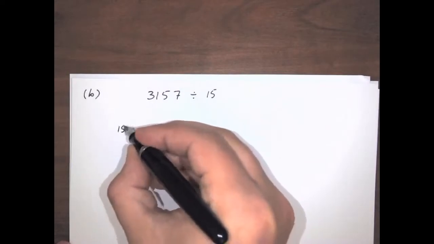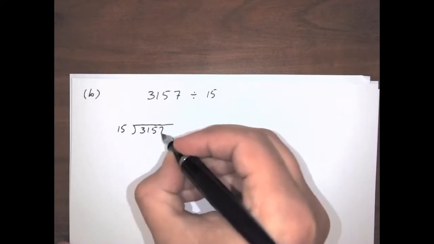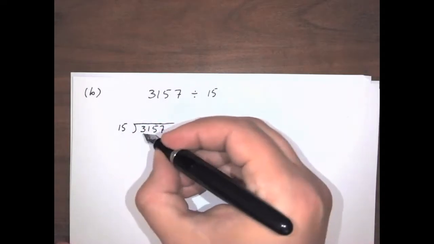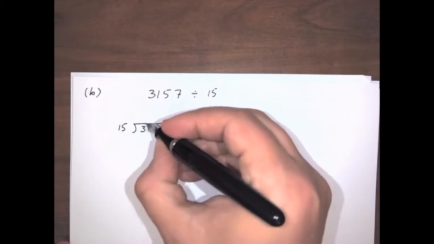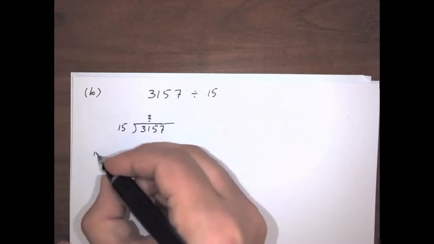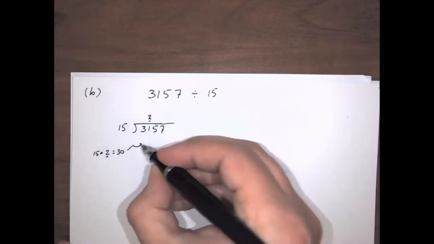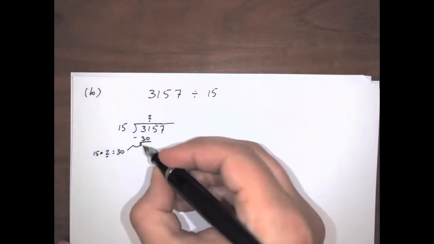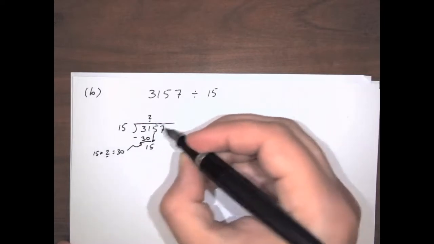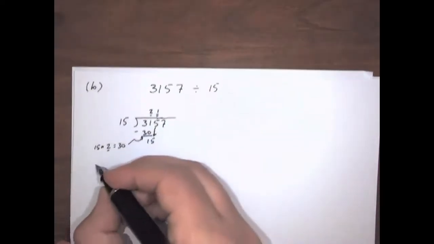So you go 15 goes into 3157, and you would just ask yourself, how many times does 15 go into 3? Well, none. How many times does 15 go into 31? Well, it goes in there twice. That's the first digit. So then 15 times that same 2 would equal 30, which would go right here, which we would then subtract, and that would leave 1, and then we would bring down the 5, 15. How many times does 15 go into 15? Well, just once.